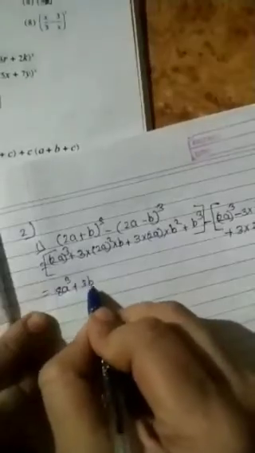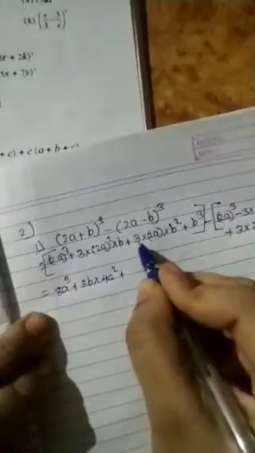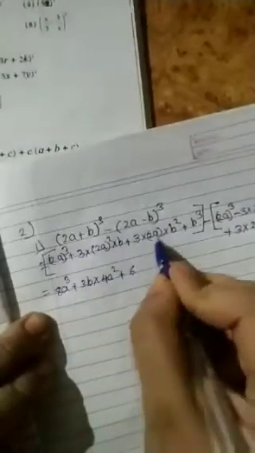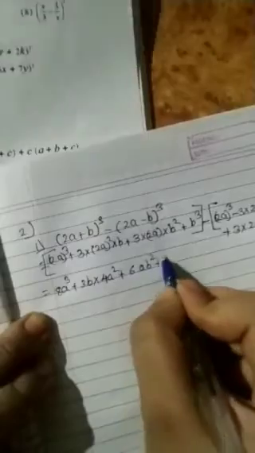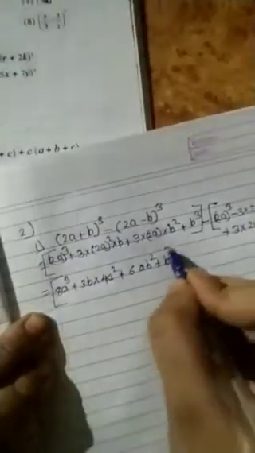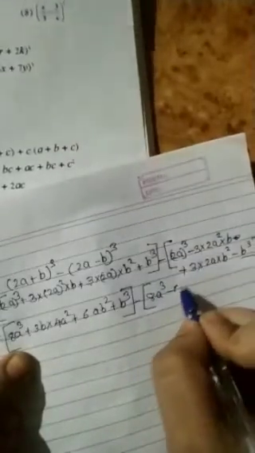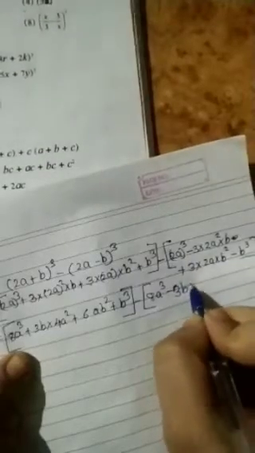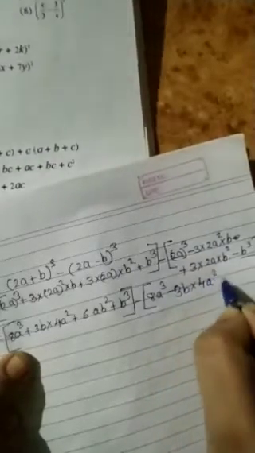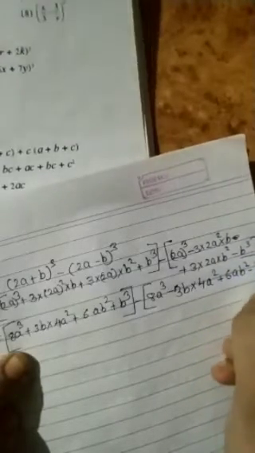3b into 2a square is 4a square, plus 3 2s are 6 ab square, plus b cube. Again we will put it in a square bracket and first solve this, then we will open the bracket. The same thing will come, that is 8a cube, but with second and fourth term minus sign, that is 3b into 4a square plus 3 2s are 6 ab square minus b cube.